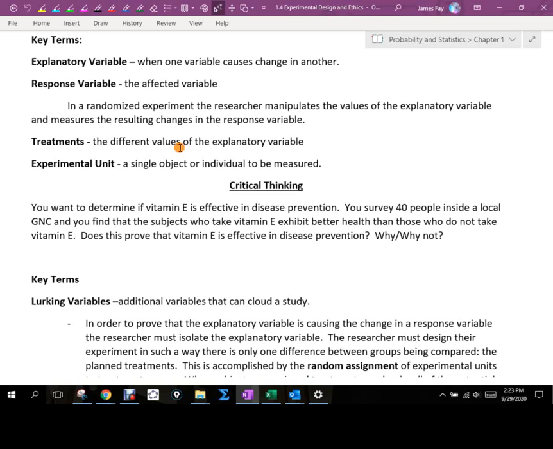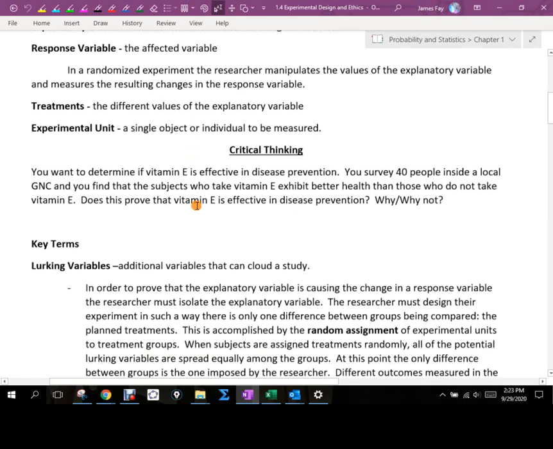All right. This next statement says, you want to determine if vitamin E is effective in disease prevention. These are the types of things you have to think about when you're conducting a study, or reading a study and trying to interpret its validity. We talked about this morning, and this is valid. There's a lot of research out there on this.